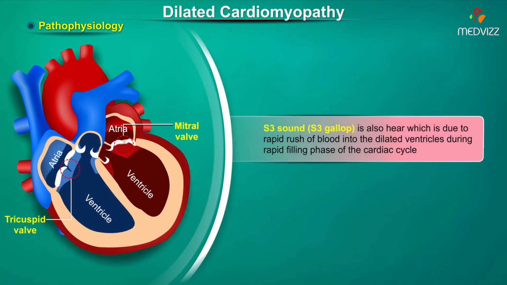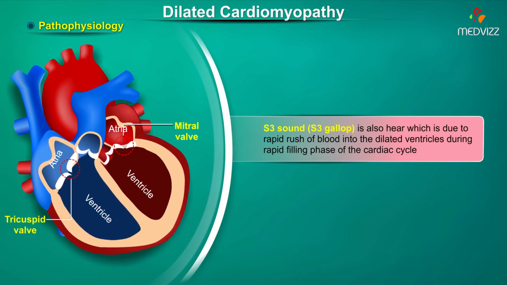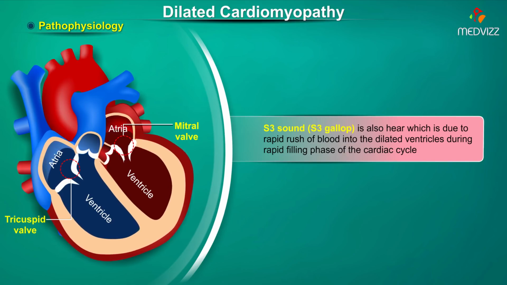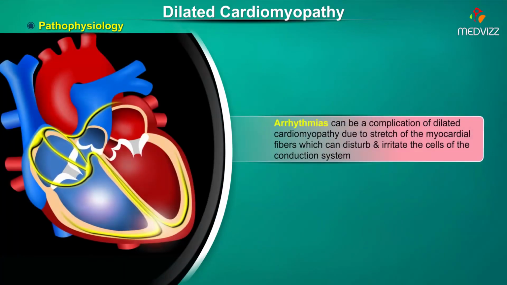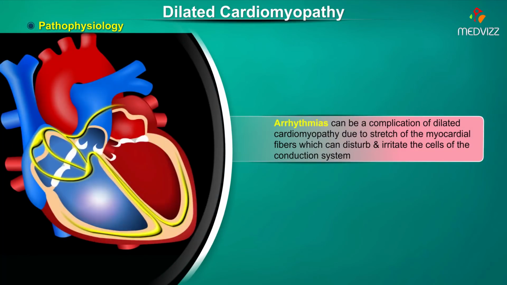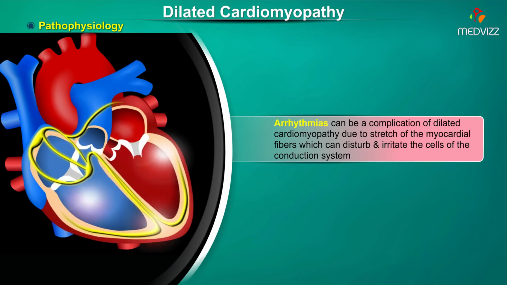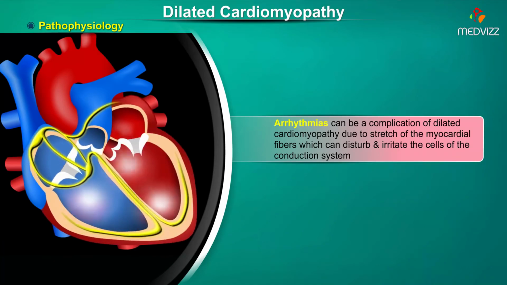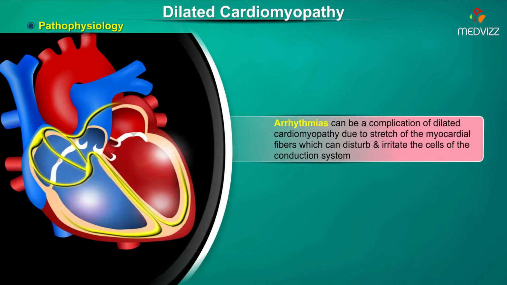In addition, we can also hear an S3 sound, which is due to rapid rush of blood into the dilated ventricles during the rapid filling phase of the cardiac cycle. Arrhythmias can be a complication of dilated cardiomyopathy due to the stretch of the myocardial fibers, which can disturb and irritate the cells of the conduction system.